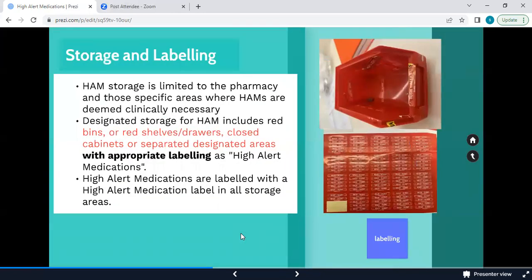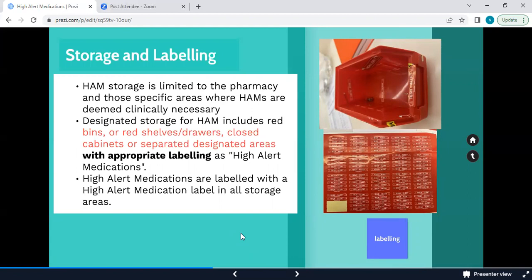This is the containers in which you can store high alert medication, and these are the labels which have to be attached. We will speak later about where these high alert labels should be placed. So high alert medication storage is limited to the pharmacy and to those specific areas that are deemed clinically necessary.